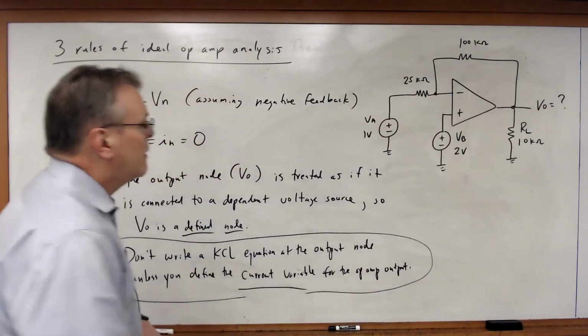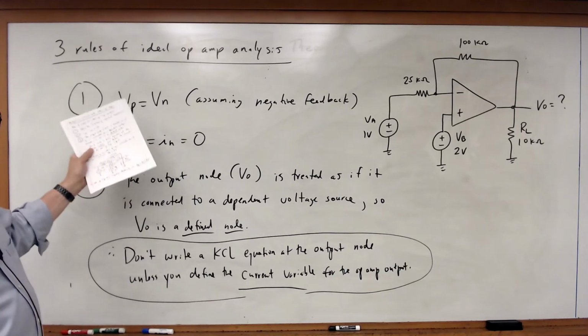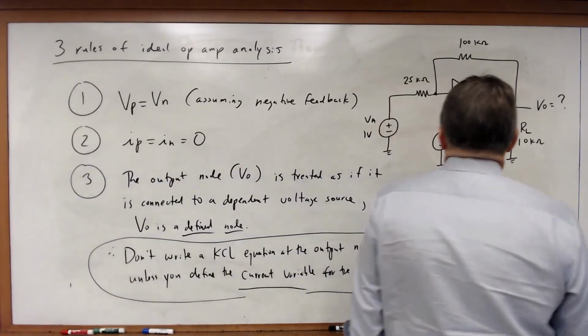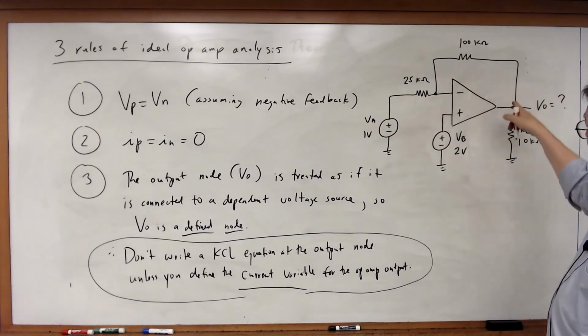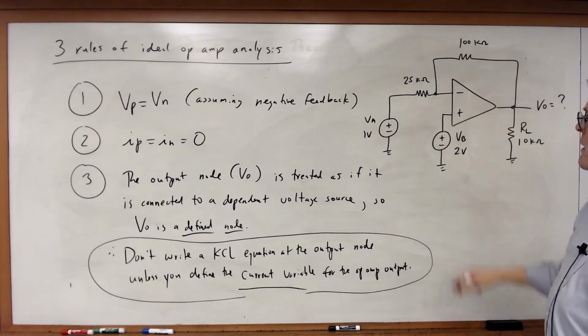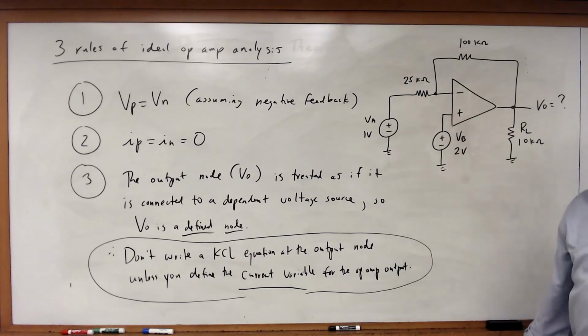Well, let's apply the three rules. First of all, VP is equal to VN. All right. I've got negative feedback. Notice there's a path from the output to the inverting input. So I know that these two inputs must have the same potential if this op-amp is ideal.